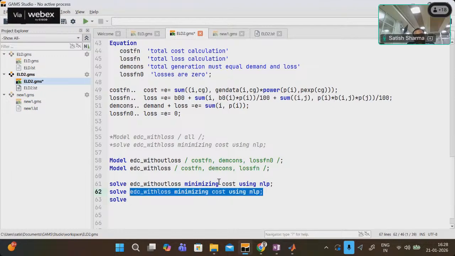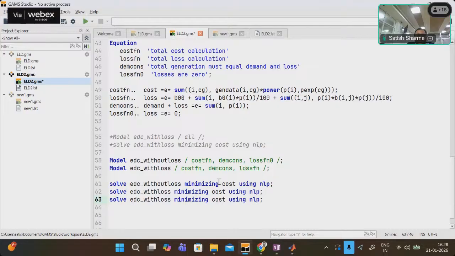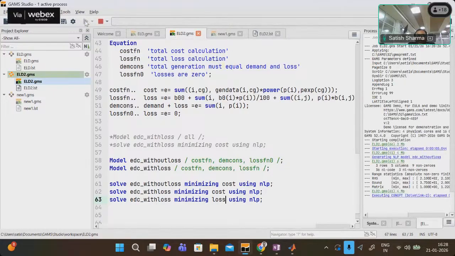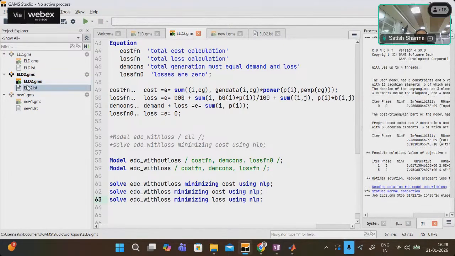So what I will do is I will write down the same equation. If the objective is loss minimization, I will simply write it down like this, that just minimize the losses, that's it, nothing else. So this is the same problem like with losses, so everything is the same, and I will replace the objective with minimizing the losses. And if I solve it, I will hit the run button, and I will open the output file.